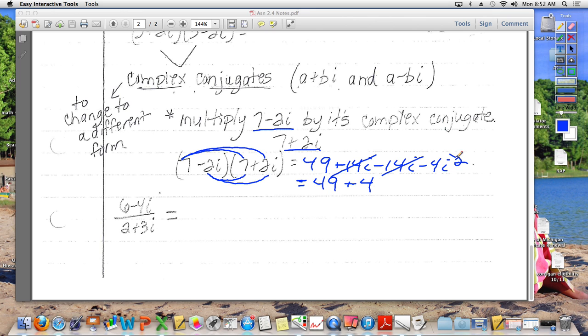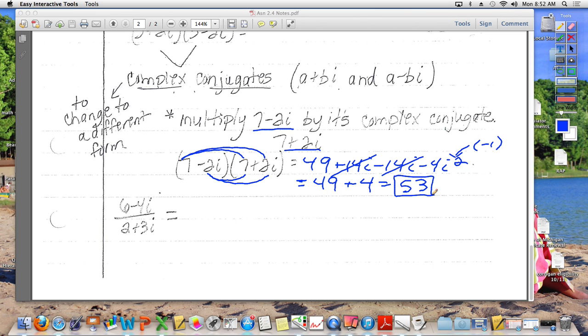Because this, and I kind of skipped a step here, that's negative 1. So negative 4 times negative 1 is a positive 4. We have 49 plus 4, which is 53. So when you multiply conjugates, again, notice you got rid of the i. So that brings me to my next point here.